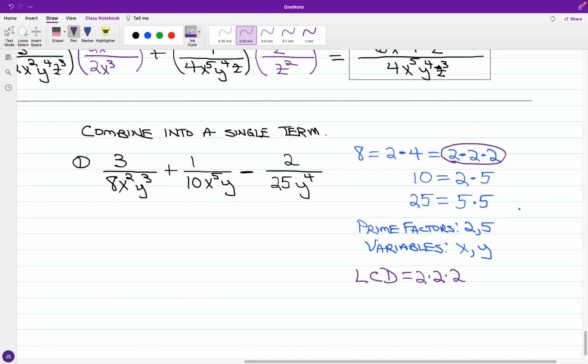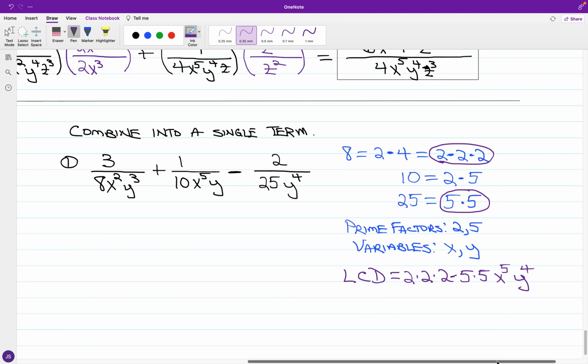And in the case of 5, it does not appear at all from 8. It appears once from 10, and it appears twice from 25. And for the variables x and y, you're looking at the highest degree representation out of the denominators. So for x, the highest degree is going to be to the 5th. And for y, that's going to be y to the 4th.